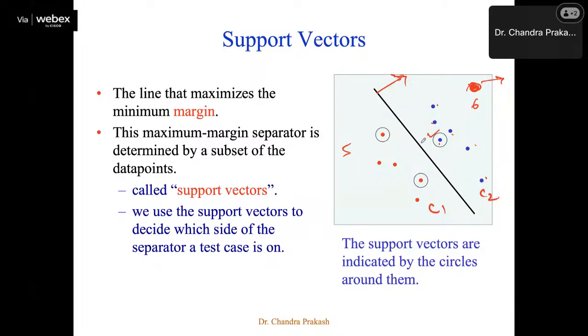For example, over here, the circled ones are the support vectors. Then we try to come up with a line that maximizes the minimum margin. Now, the minimum margin is over here, let's say the distance. This maximum margin separator is defined by a subset of the data points, which we call the support vectors. That's why its name is support vector machine.